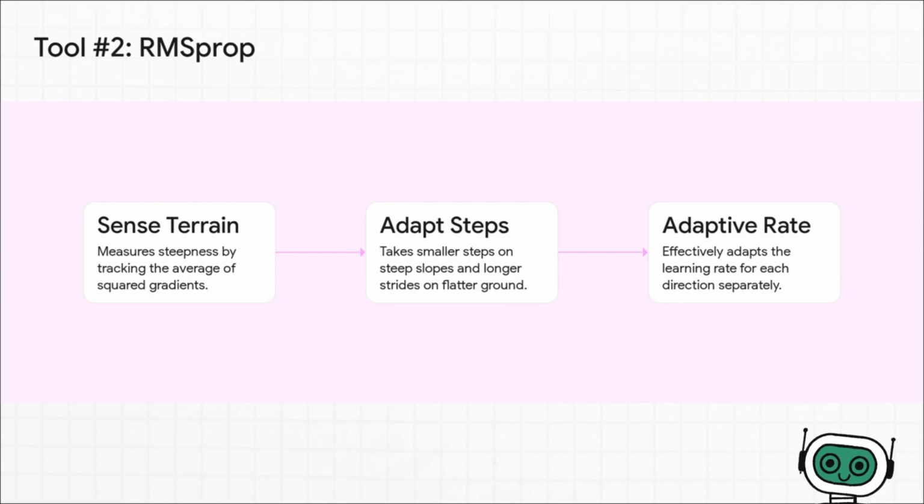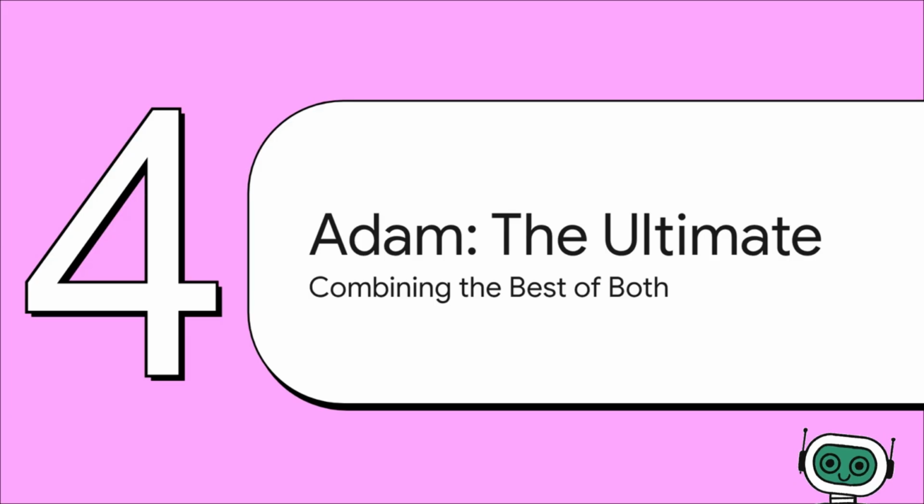Now, RMSprop is a different kind of upgrade. Think of it like a pair of high-tech adaptive shoes. These shoes sense how steep the ground is. On the really steep walls of the ravine, they take tiny, careful steps to avoid overshooting. But on the flatter ground at the bottom, they take much bigger strides to cover ground faster. It adapts the step size for each direction. So we've got a skateboard to keep our direction steady and adaptive shoes to adjust our step size.